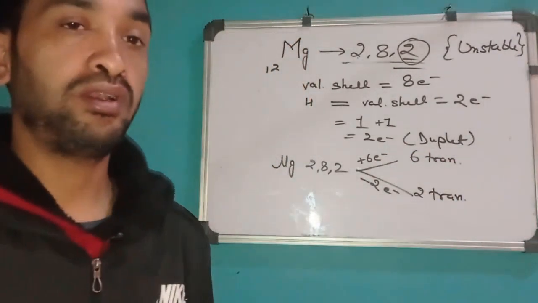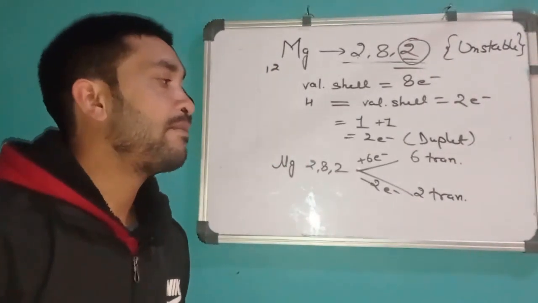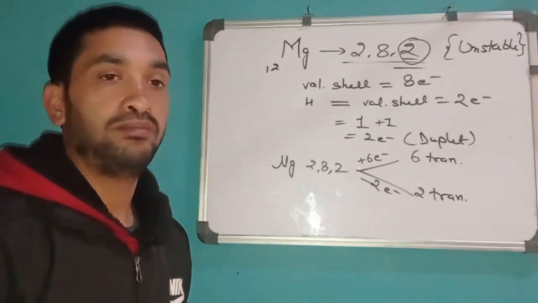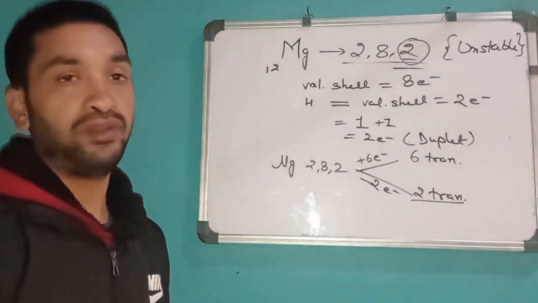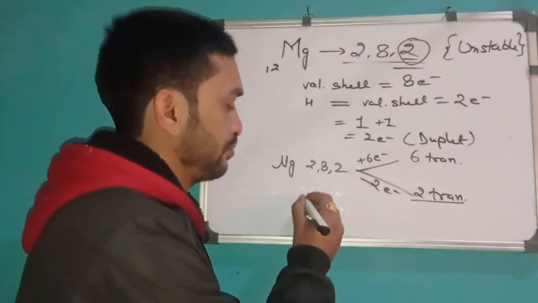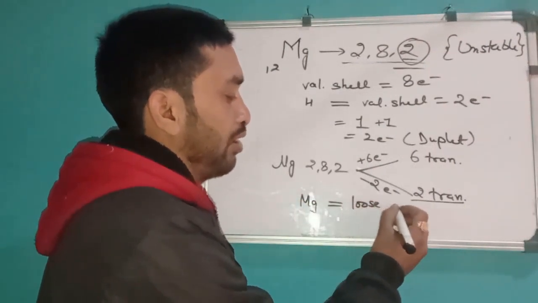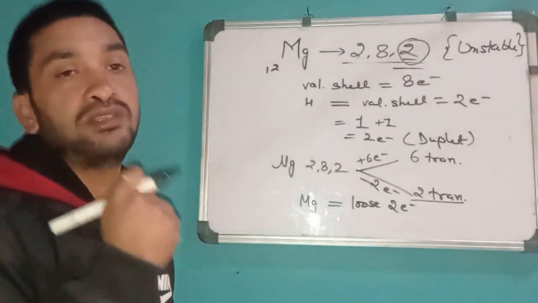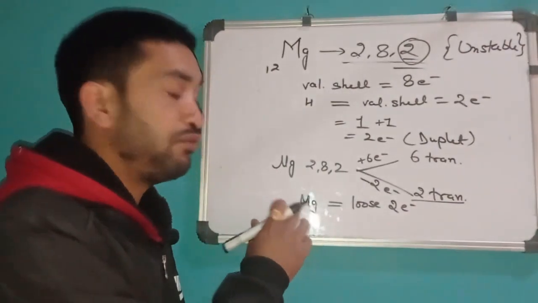Now, I hope you can understand which path is easy. According to chemistry, the path which requires less energy is more preferred. So here only 2 transactions, so this will be the preferred way. It means magnesium will go for a loss of 2 electrons. Mg will lose 2 electrons. And remember that losing means plus charge, addition means negative charge.